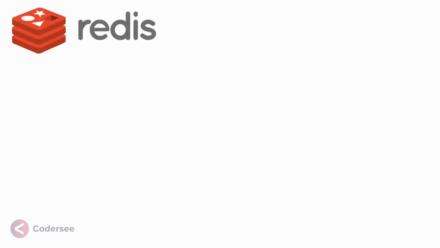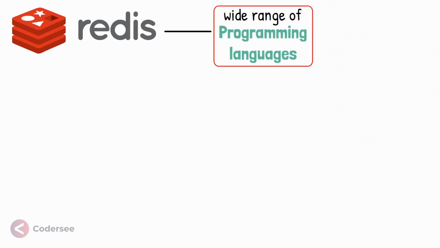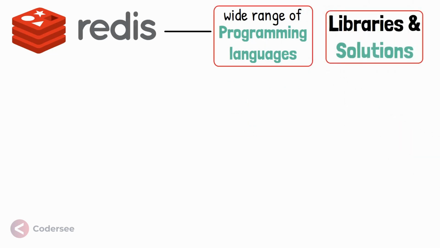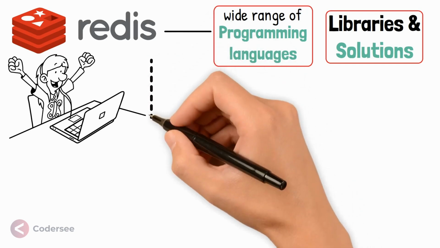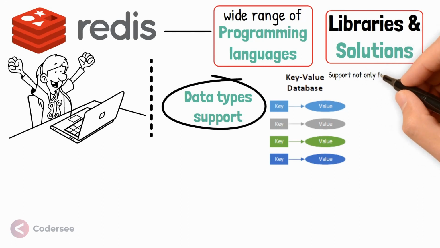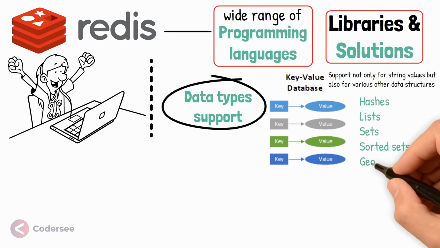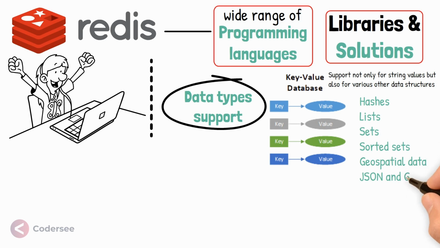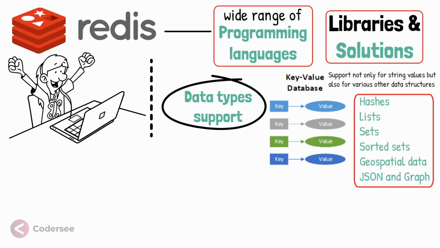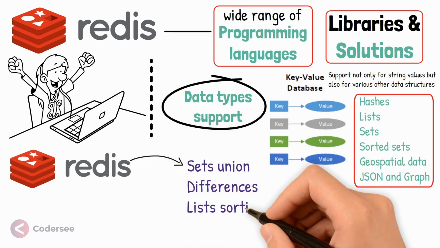Moreover, the Redis database is supported by a wide range of programming languages and comes with plenty of libraries and solutions which we can use to make our lives easier. As the next thing, data type support. Redis as a key-value store comes with support not only for string values, but also for various other data structures. We can use hashes, lists, sets, sorted sets, geospatial data, and even JSON and graph using dedicated modules. Depending on the type of value used, Redis lets us use dedicated commands like set union, differences, and list sorting.